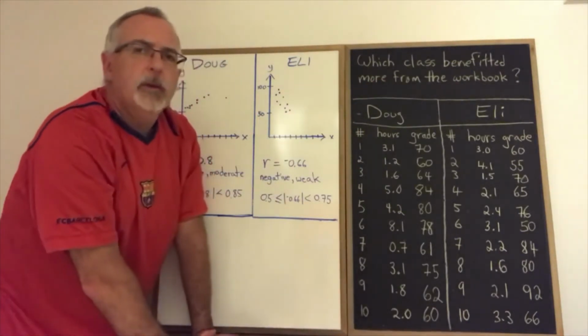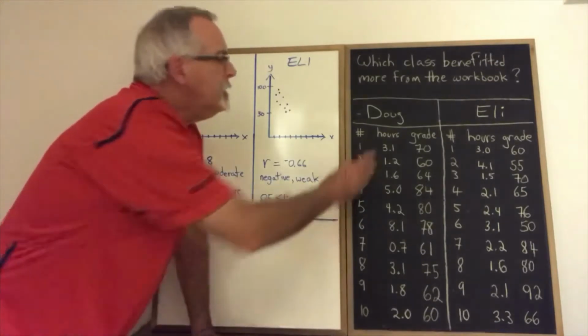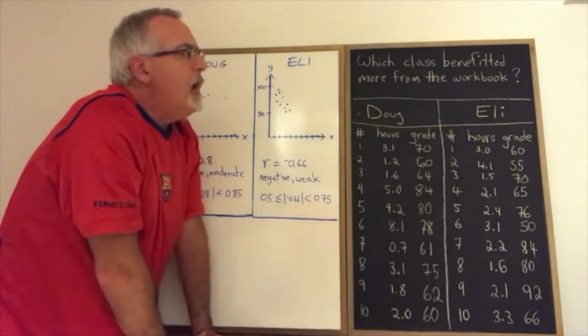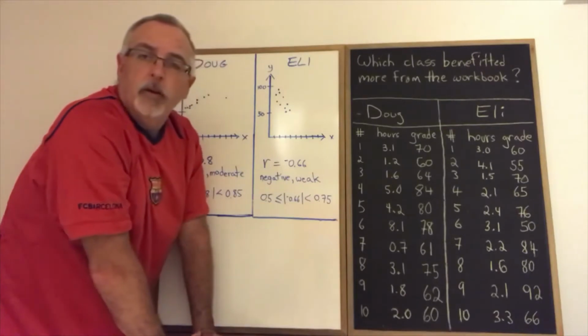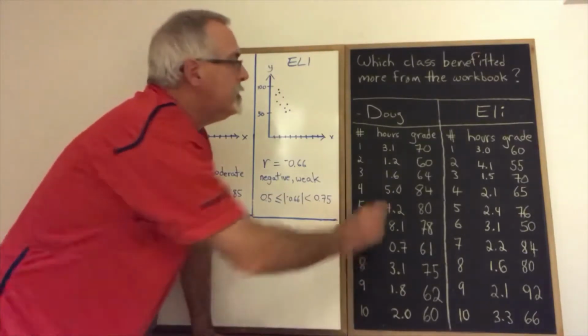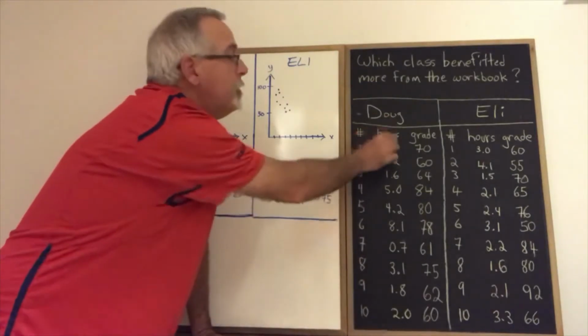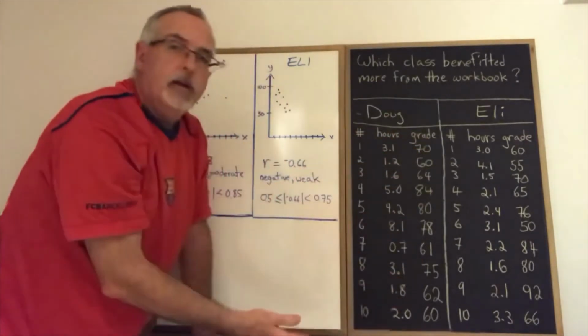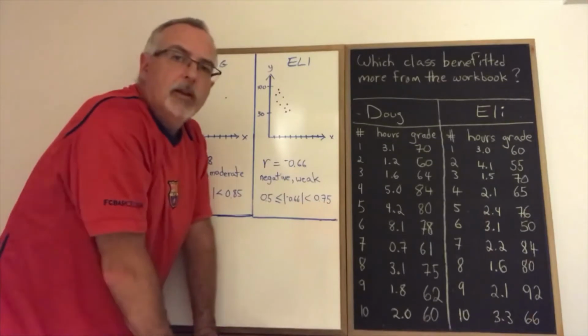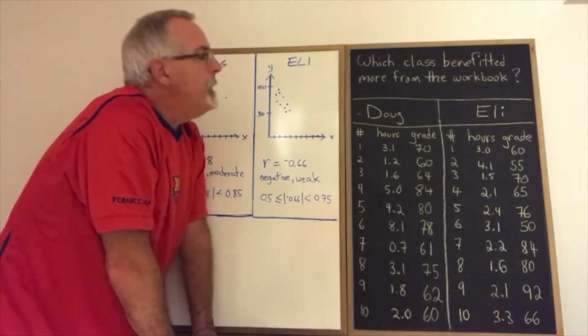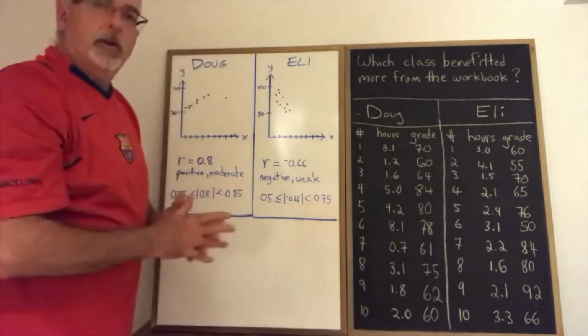So a student who knows what they're doing in this course looks at a question like this and realizes, I need to find the R value. I need to find the correlation coefficient. Because if I can show that there's a relationship between the number of hours studying the workbook and how high your grade is, then that is a correlation situation. So that's what we're going to do here.